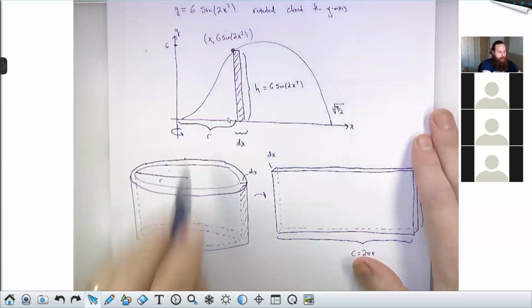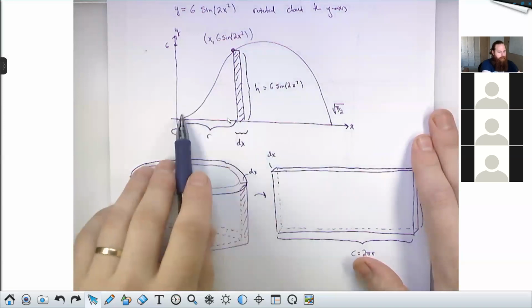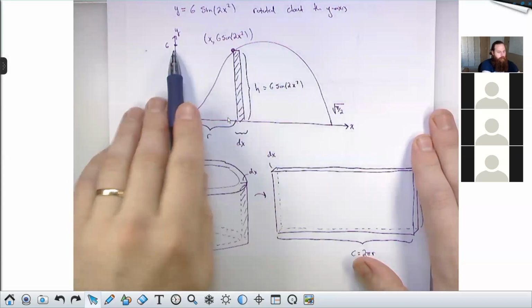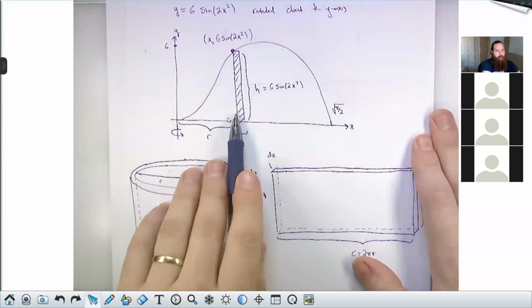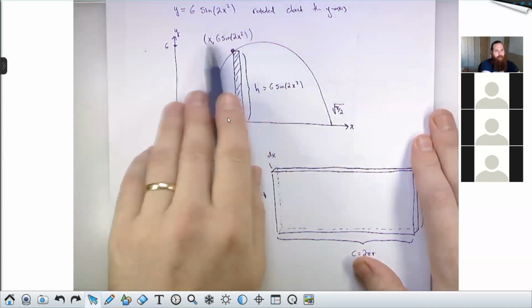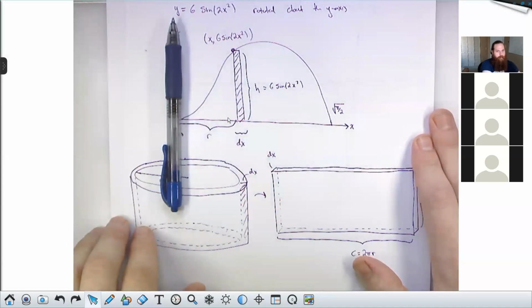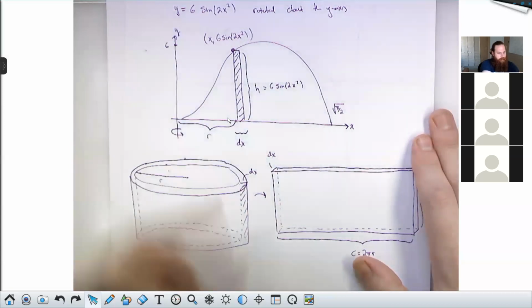And similarly, r here, this horizontal distance, that's just equal to the x-coordinate of this point, because that's how far over from the y-axis we've moved. And since my axis of rotation is the y-axis, that horizontal distance, that's just x.